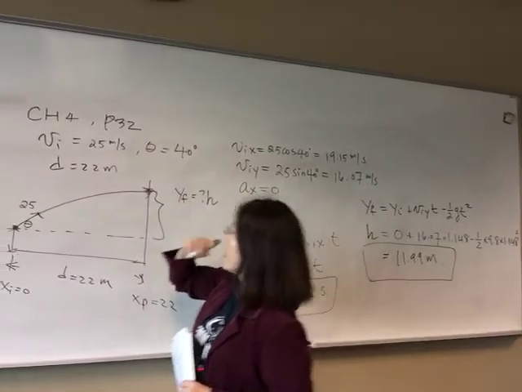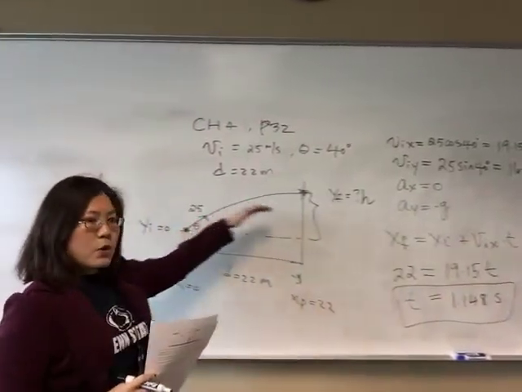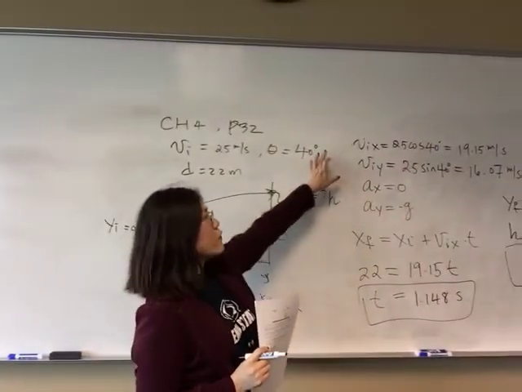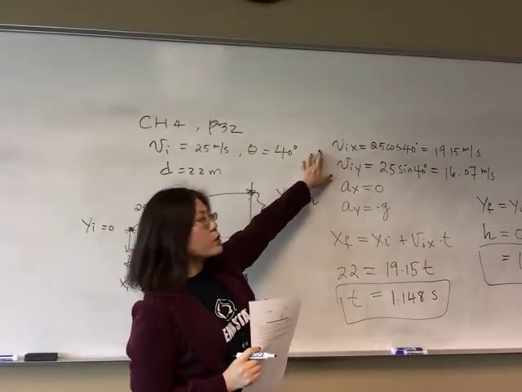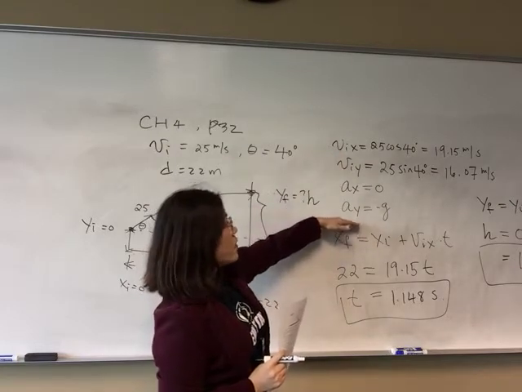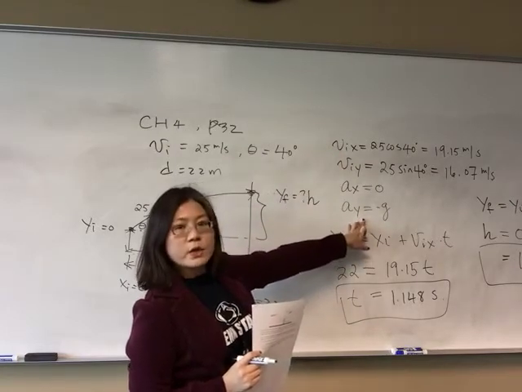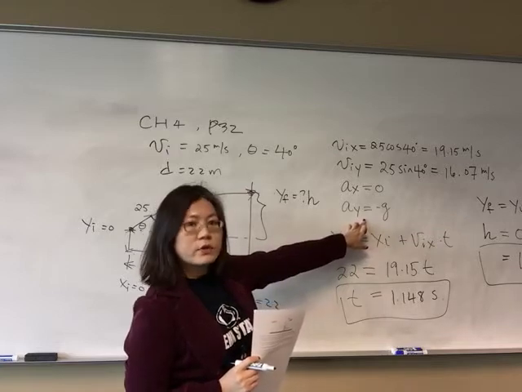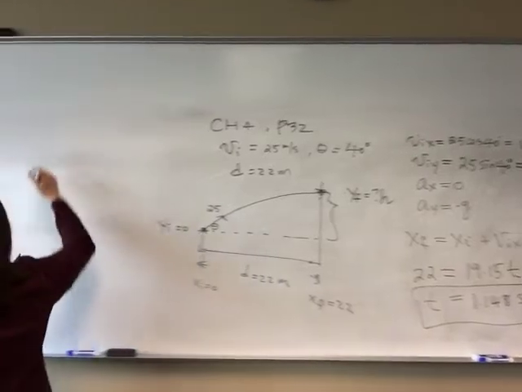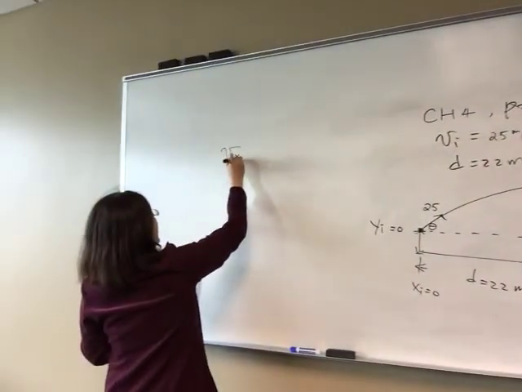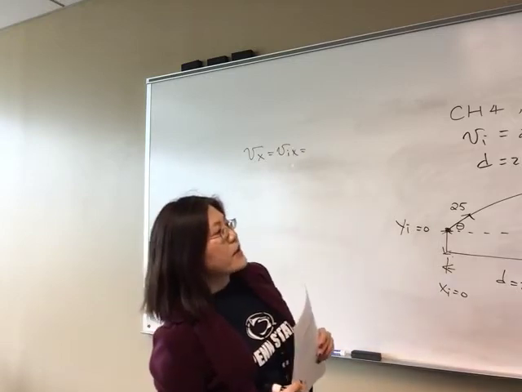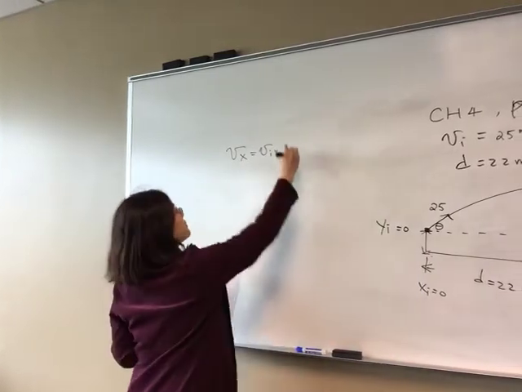Now remember, this is a projectile motion. In the horizontal direction, there is no acceleration. So whatever initial velocity in the horizontal direction that you have stays the same. It does not change. Now, in the vertical direction, because it's subject to a negative gravitational acceleration, there is a change in the final velocity. So Vx is equal to Vix. You can just directly write that down as 19.15 meters per second.